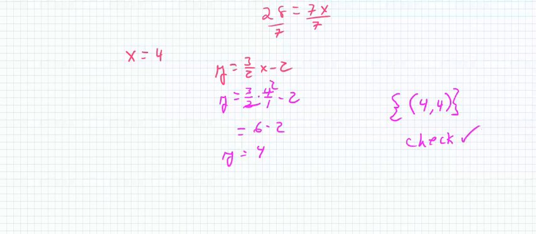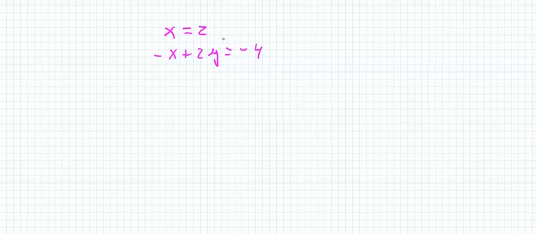All right, last case, even easier. Sometimes you will encounter systems of equations where one of the equations is already solved: x is equal to 2, or it could be y. Doesn't matter. We take the x equals 2 and substitute that in for x. And I get -2, the opposite of x would make that a -2, plus 2y equals -4.